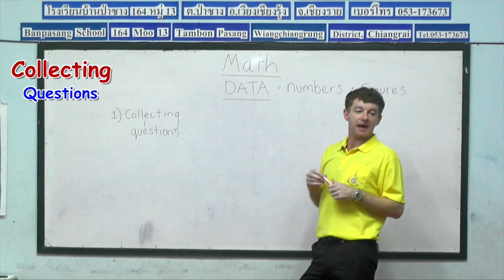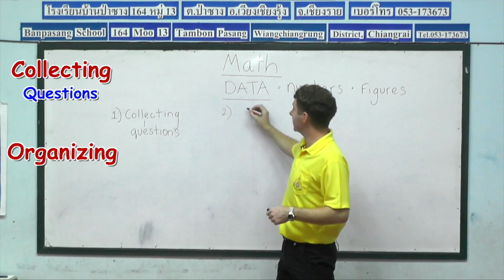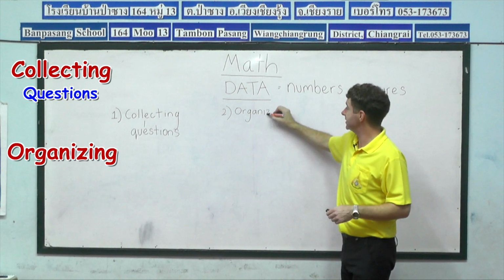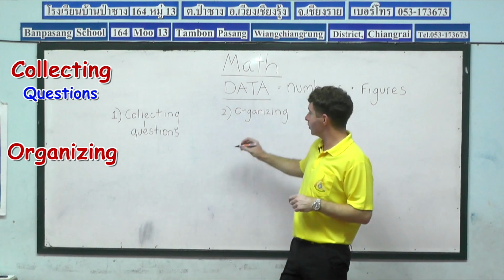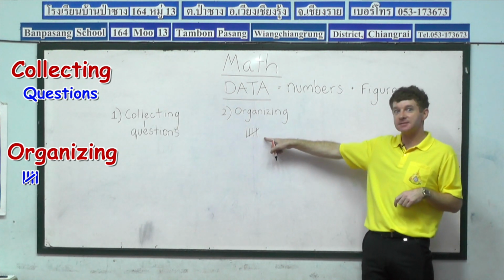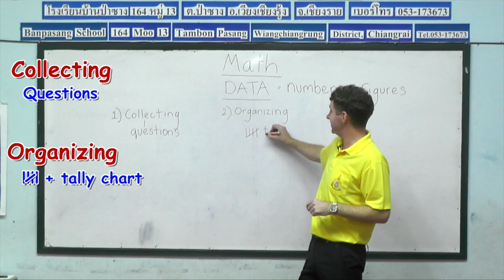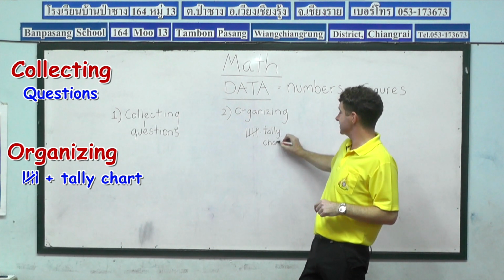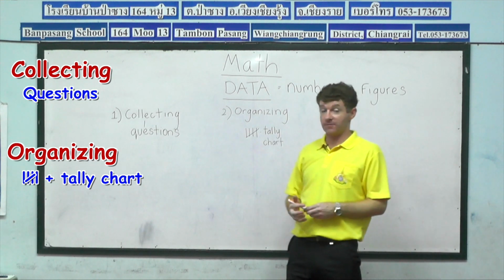But after we've collected our data, guys, what do we have to do next? Organizing. Very good. Step number 2 is organizing. O-R-G-A-N-I-Z-I-N-G. Organizing. And does anybody remember how we organized our data? We use this system, beginning with tally chart. T-A-L-L-Y. Chart. C-H-A-R-T.